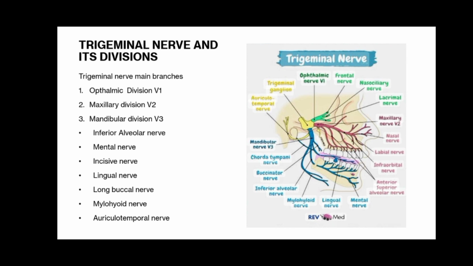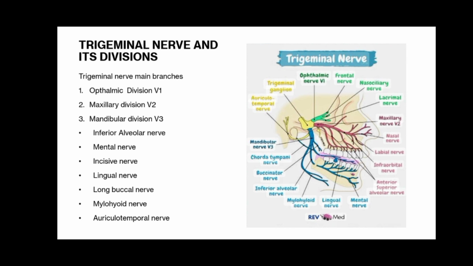The inferior alveolar nerve provides sensation to the lower teeth and surrounding tissues. Mental nerve provides sensation to the lower lip and chin. Incisive nerve provides sensation to the lower incisors. Lingual nerve provides sensation to the anterior 2/3 of the tongue. Long buccal nerve provides sensation to the buccal mucosa and surrounding tissues. Mylohyoid nerve provides motor innervation to the mylohyoid muscle and the anterior belly of the digastric muscle. Digastric muscle is located in the neck.